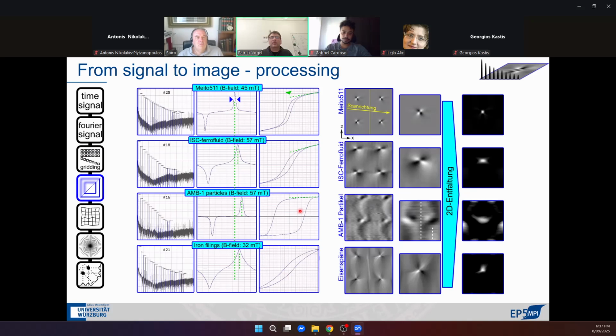You can remember the different particle systems will produce different spectra, different hysteresis, and also different images, of course. So here, for example, the MPI 511 is a quite good particle system, and this point spread function looks really nice here, and the reconstruction looks quite fine. But a different particle system will provide completely distorted point spread functions, and then, within a standardized reconstruction, the reconstruction process will fail.